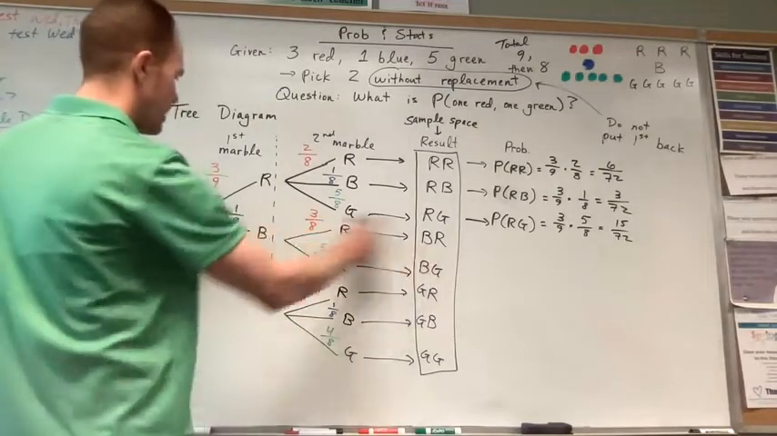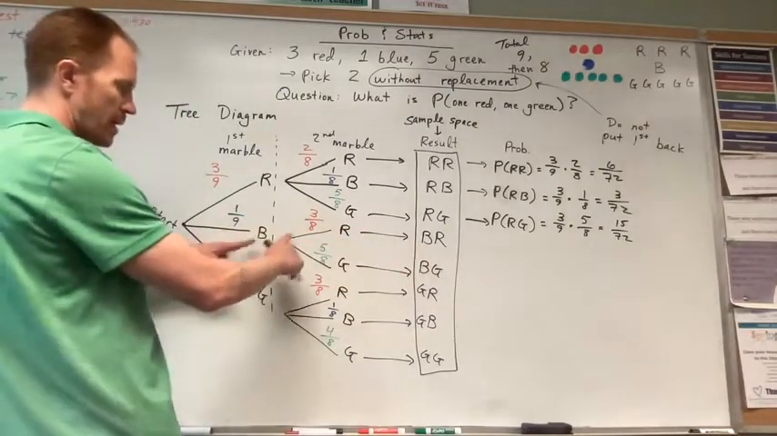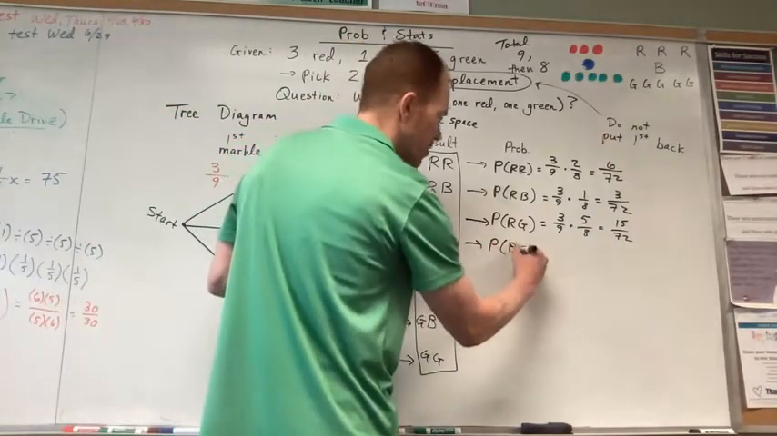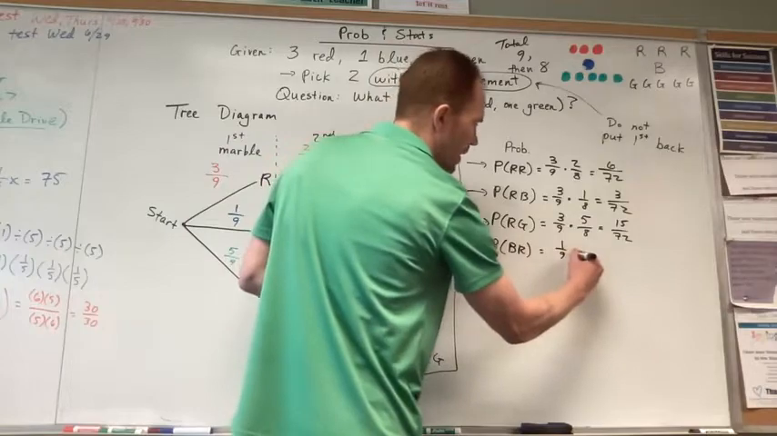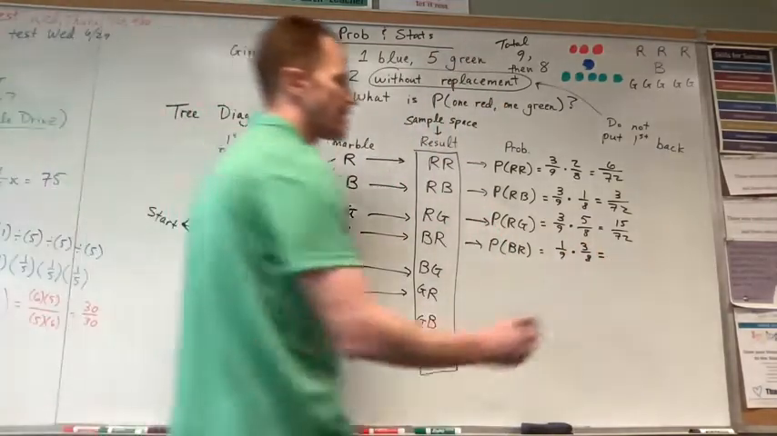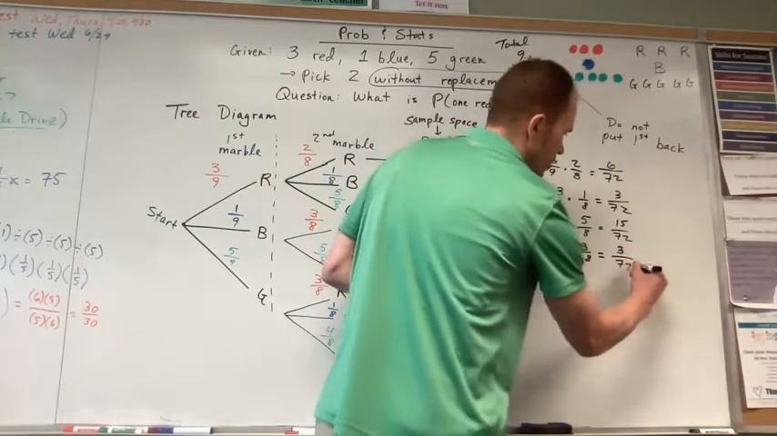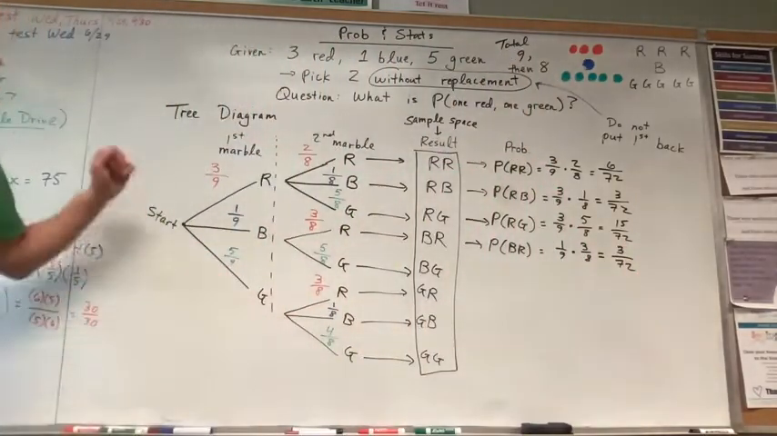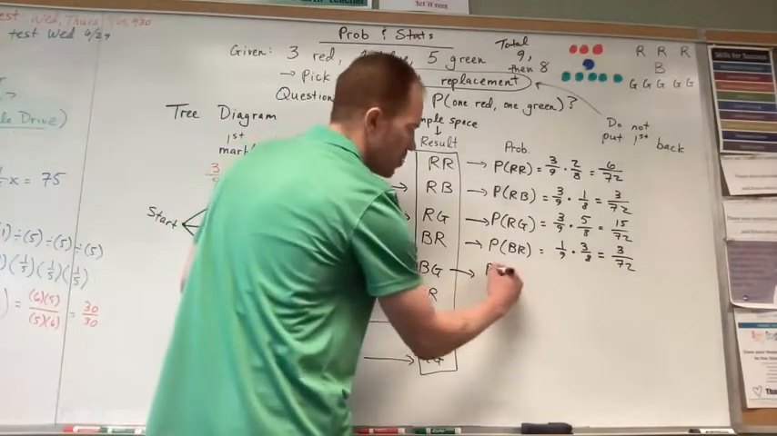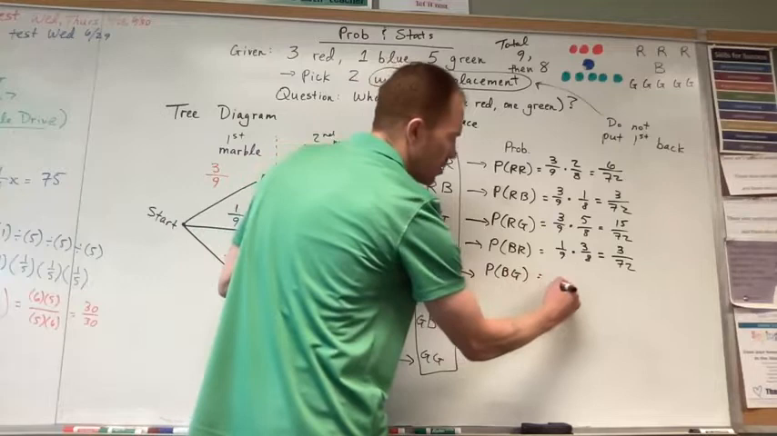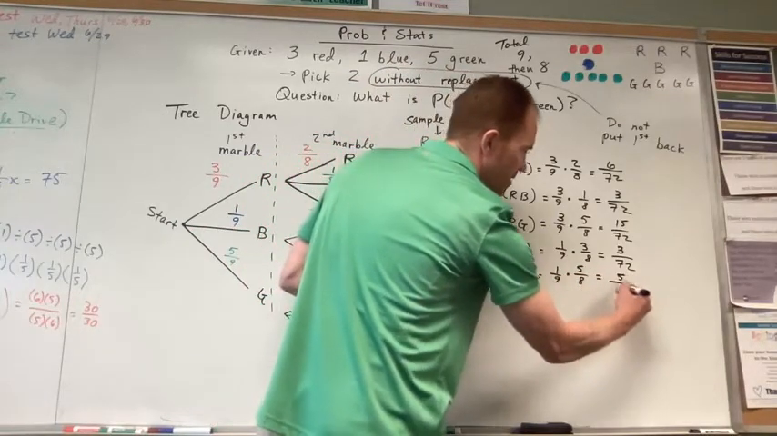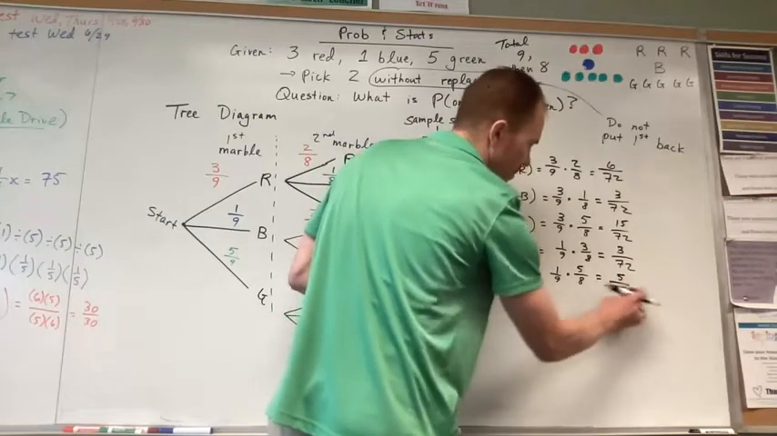Blue-red, that probability, that's going to be this branch, 1 out of 9 and 3 out of 8. 1 out of 9 times 3 out of 8, right? Did I get those numbers correct? Okay, so that's 3 out of 72. Blue-green, 1 out of 9, 5 out of 8. So that's 5 out of 72.